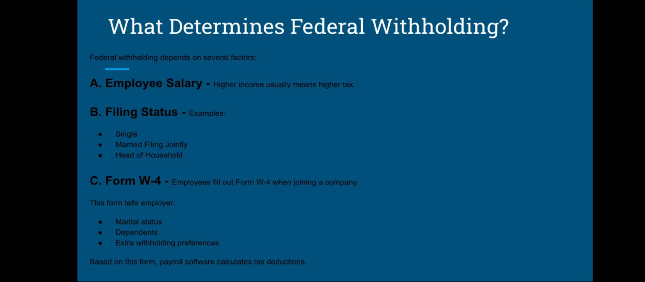What determines federal withholding? Federal withholding depends on several factors. First one is employee salary. If the employee salary is higher, the taxes will be higher as well. Second factor is filing status. Suppose you are filing the taxes as a single person, then your standard deduction will be limited.